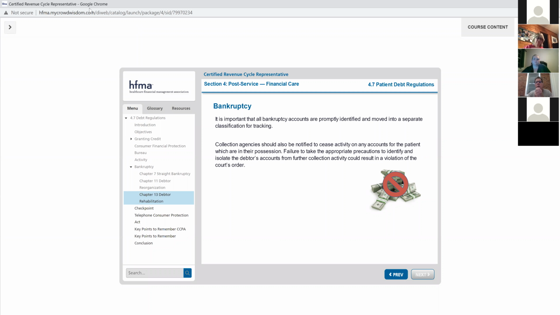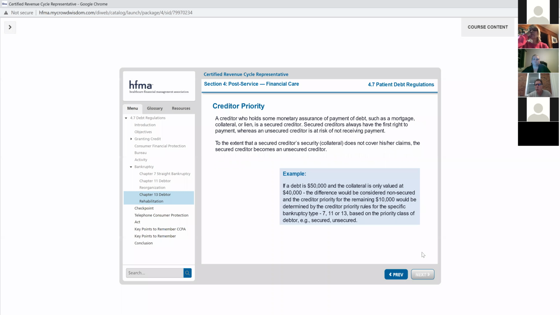Okay, bankruptcy. It's important to make sure that bankruptcy claims are properly and promptly identified, and notify your agencies, because then they have to cease all activity. If you either granted any of the bankruptcies or if you filed, you have to cease all collection activity. And they generally come in the form of a court order. Something written on a napkin by a patient generally doesn't qualify, which we've seen.